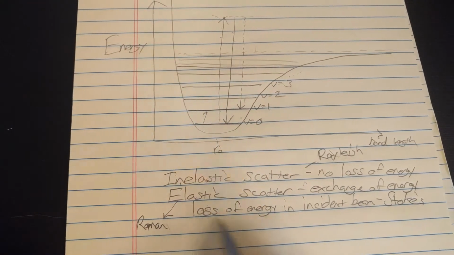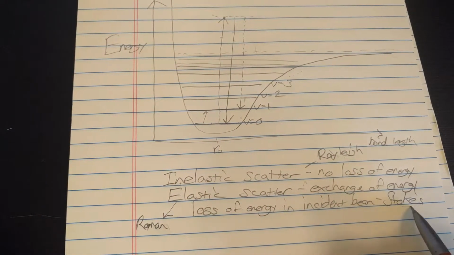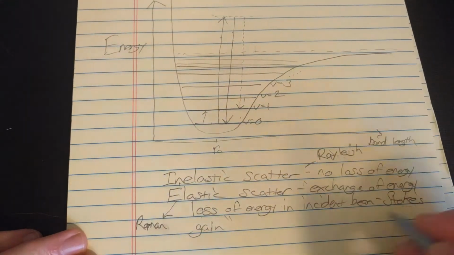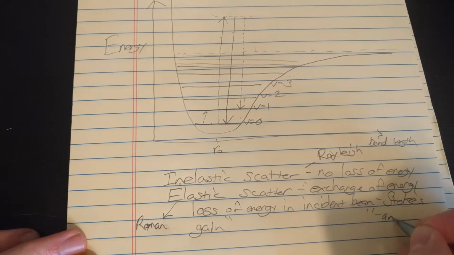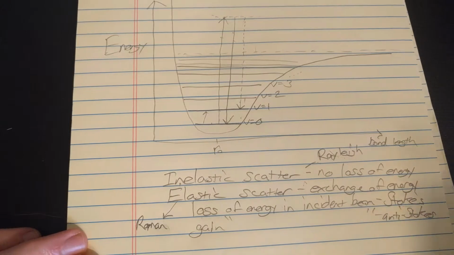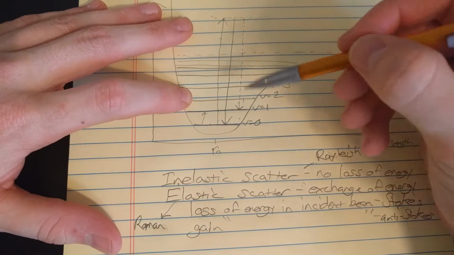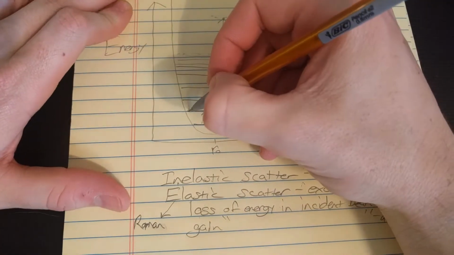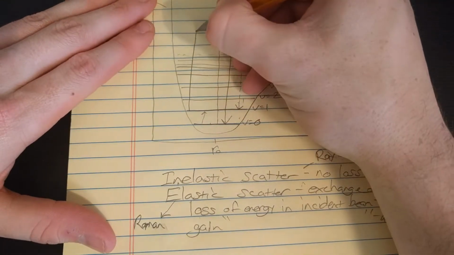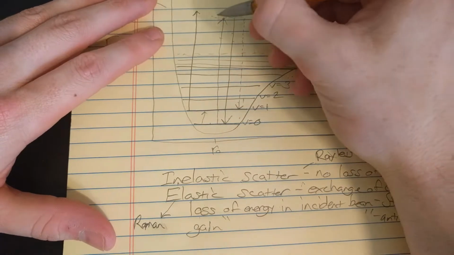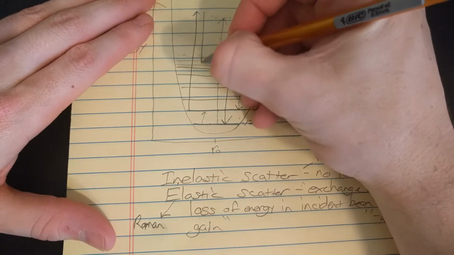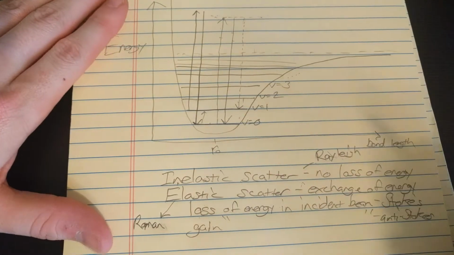And when you lose energy in your incident beam, it's Stokes, just like these two. When you gain energy in your incoming beam, it's called anti-Stokes. And that would look like this. Well, you would have to start in a vibrationally excited state, and you have incoming radiation. It could come up to here, doesn't necessarily have to go to this same virtual state, and it could come all the way back down to V equals 0.